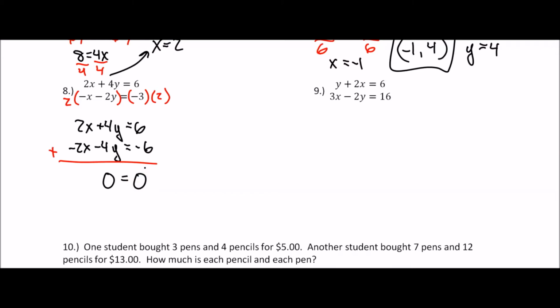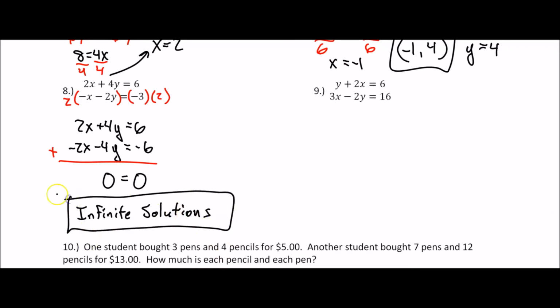So because I got a true statement here, this means infinite solutions. It essentially means that I have the same line twice, which means all of their ordered pairs are going to be common points. So all of their ordered pairs are solutions. So there's an infinite number of solutions. Okay.